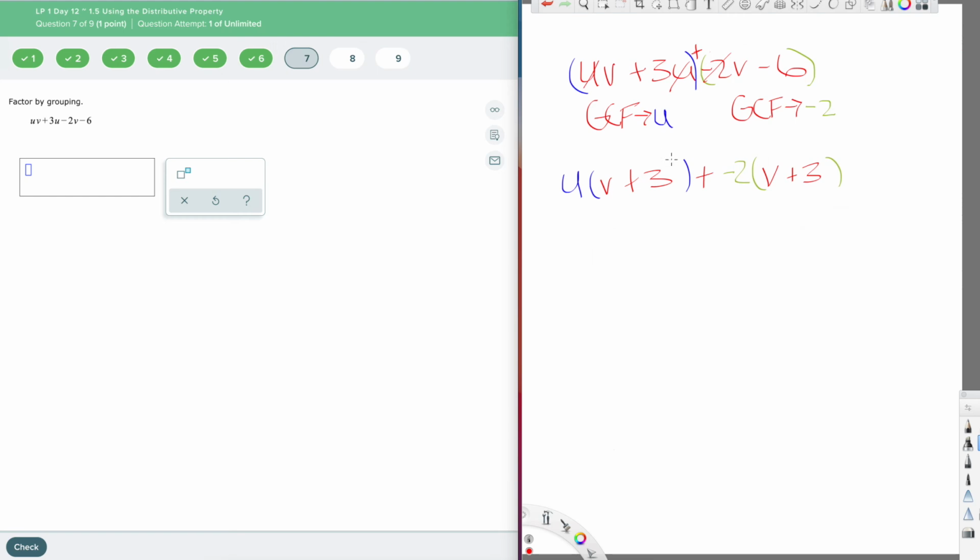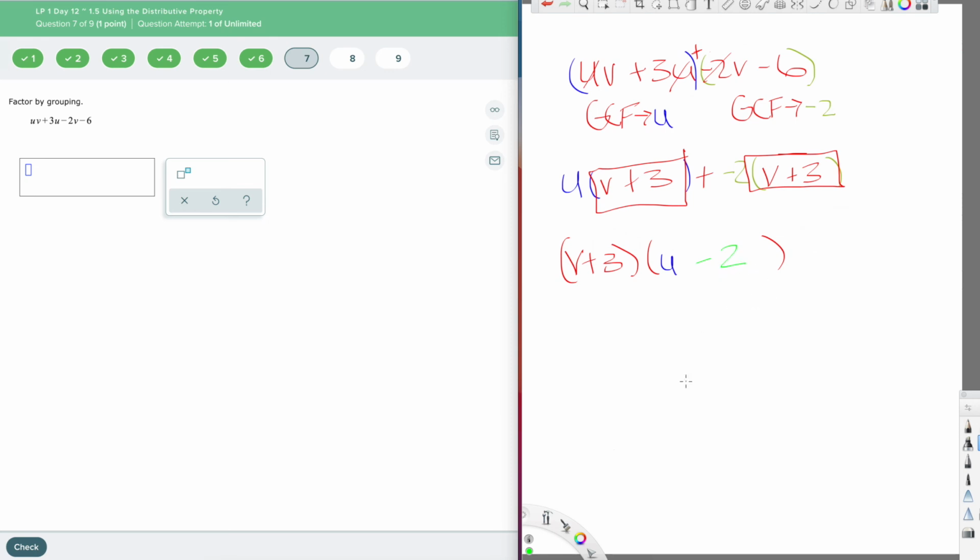So happy day, look at that. We have these matching pieces again. So I'm going to factor that out one more time. And then I'm going to write out what I'm left with here. So I'm left with u. And instead of saying plus -2, I'm just going to say -2 like that.